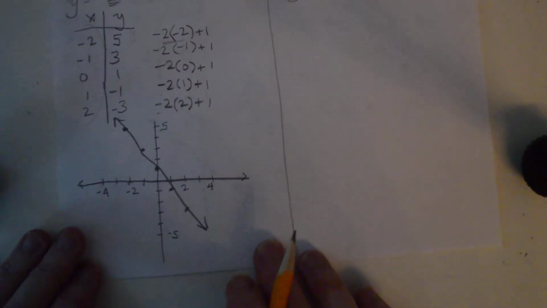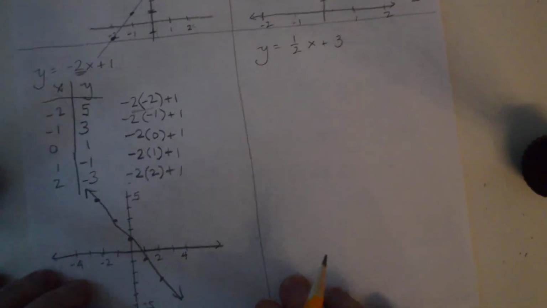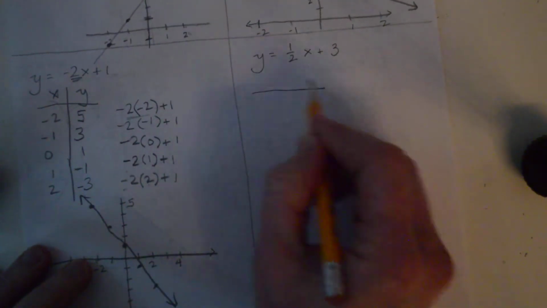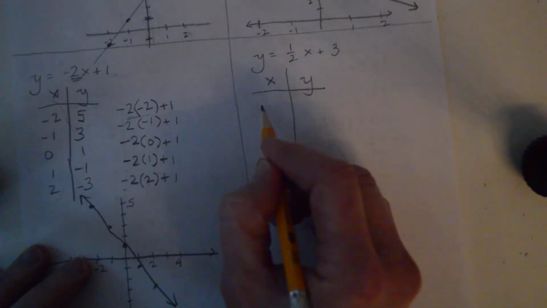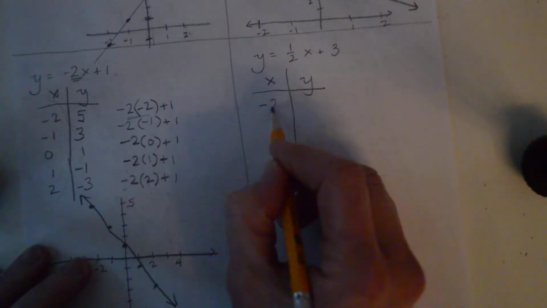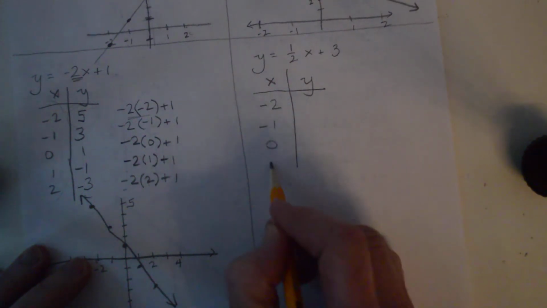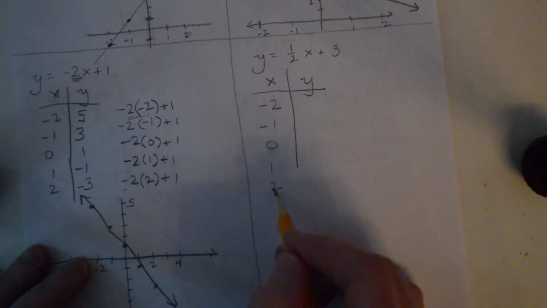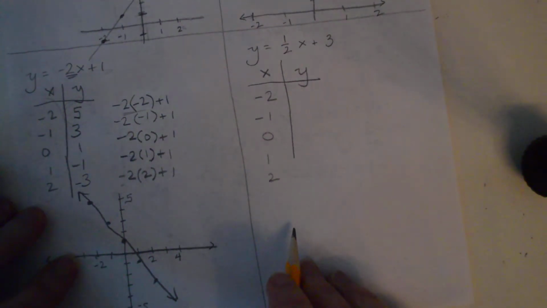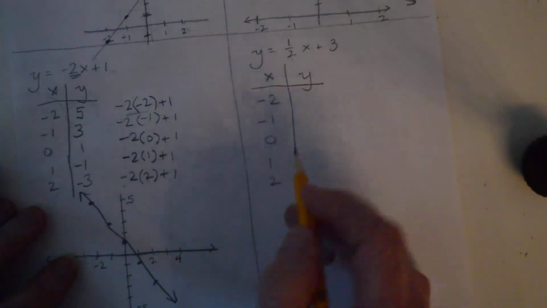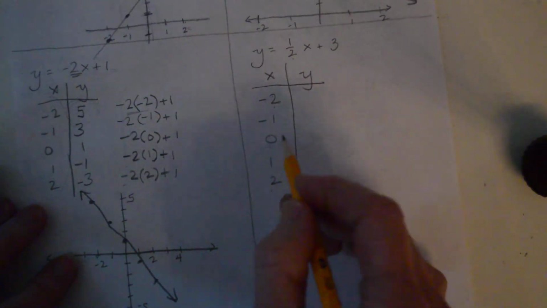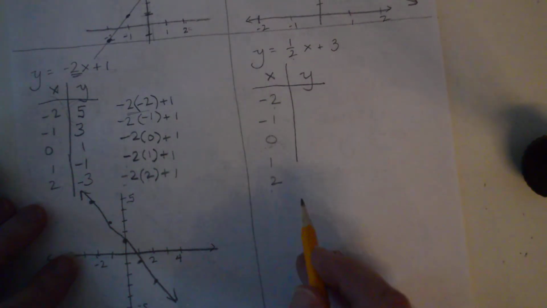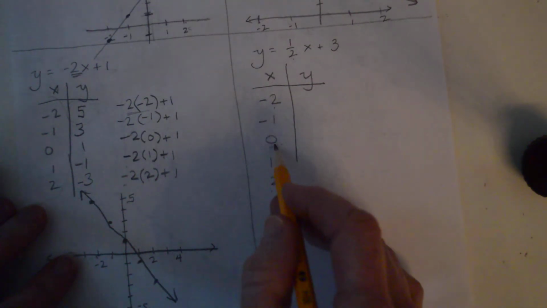All right. And then let's take a look at the last one. Now, this last one I'm going to do a little bit differently because of the 1/2. If I were to choose the same values that I did before, negative 2, negative 1, 0, 1, and 2, we'd be fine when we plugged in negative 2 and positive 2, because I can easily take half of negative 2 and half of positive 2. I'd be fine also at 0, because half of 0 is 0. Anything times 0 is 0.